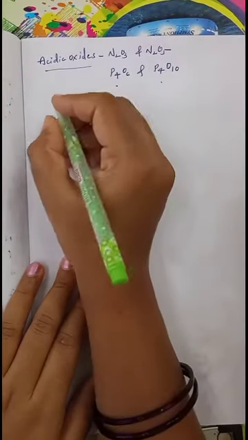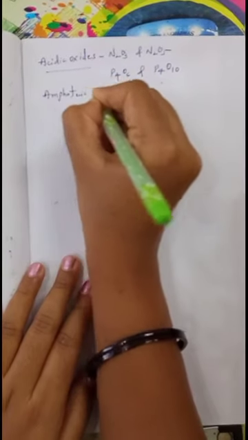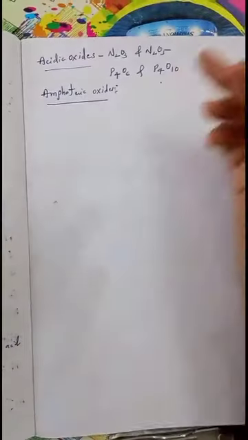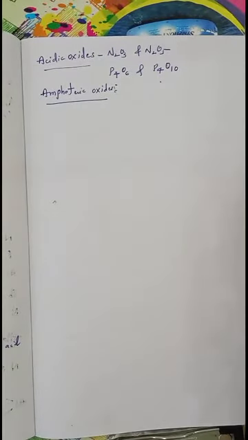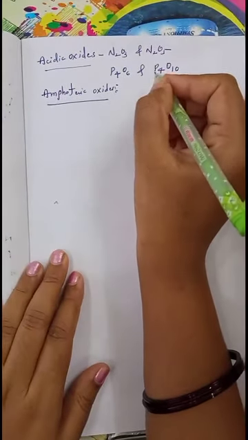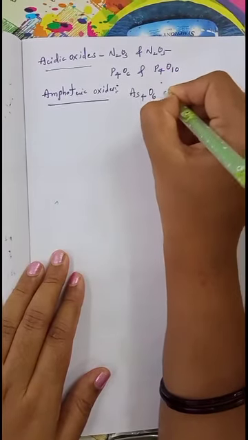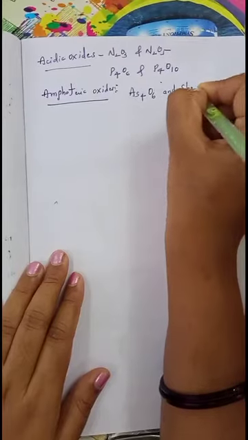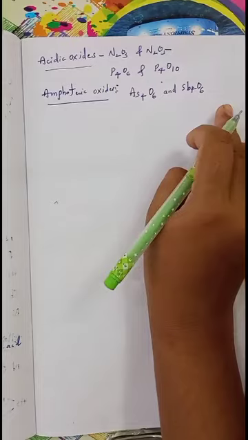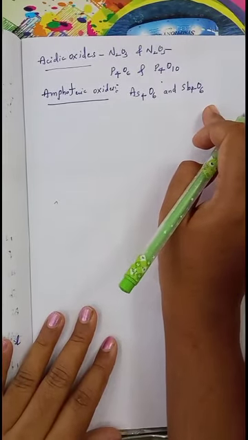Now, amphoteric oxides. What is meant by amphoteric? The property which can show both acidic nature and basic nature is called amphoteric in nature. So the amphoteric oxides are As4O6 and Sb4O6, arsenic trioxide and antimony trioxide. These two are amphoteric in nature, which can act sometimes as acidic and sometimes as basic.